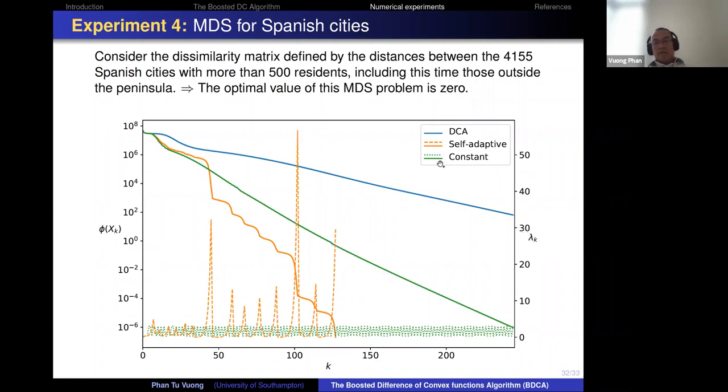And in our numerical experiment with the constant, we use lambda k bar as a constant equal to 3. But if we use adaptive step size, it is very aggressive. That's why we have a good performance in the orange curve here.